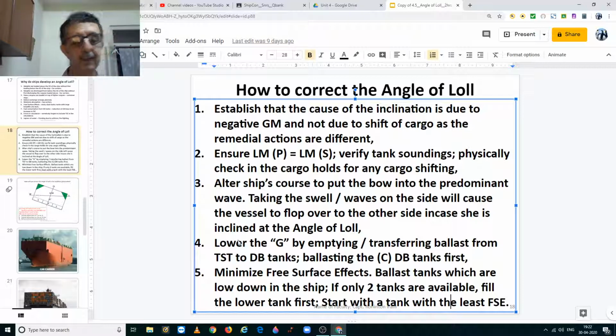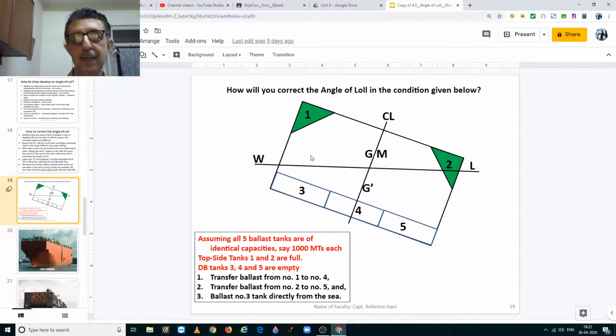So let us take a case. As per the next slide, you have a ship like this. She is at an angle of loll condition. G and M are together. The D is somewhere directly below G and M over here. And you have 5 tanks: tanks 1, 2, 3, 4, and 5.